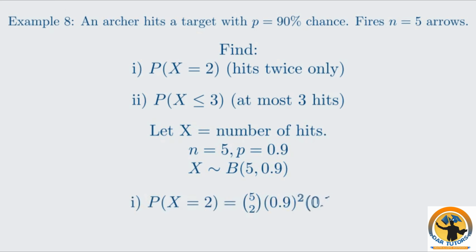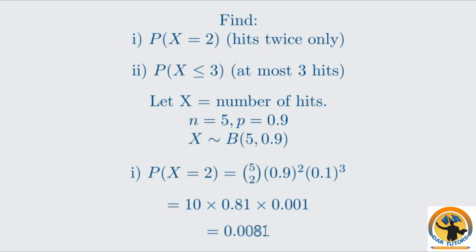Part 1 asks for the probability of exactly 2 hits, P(X = 2). We substitute x = 2, n = 5 and p = 0.9 into our PMF. We get 5 choose 2 times 0.9 squared times 0.1 to the power of 3. 5 choose 2 is 10. Multiplying this out gives 0.0081.